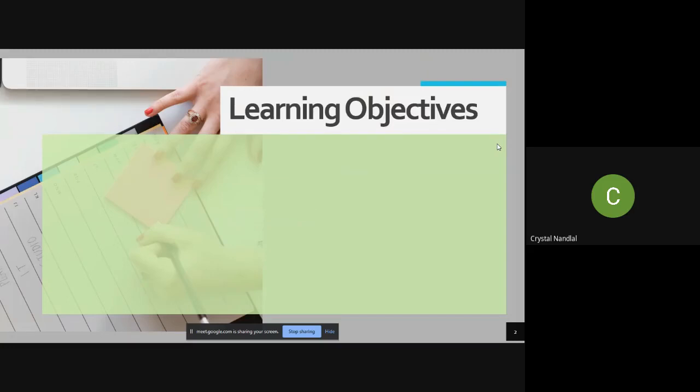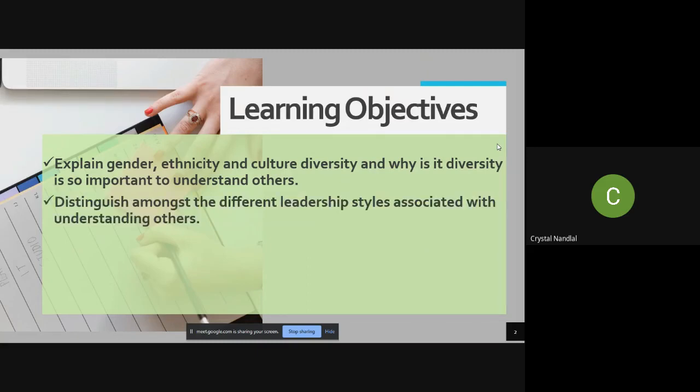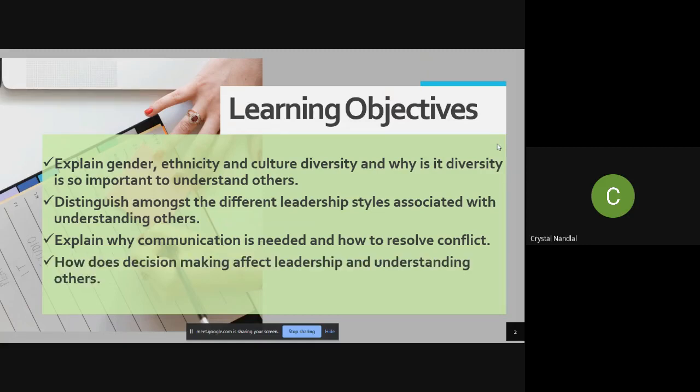Our learning objectives today: you'll be able to explain gender, ethnicity, and cultural diversity, and why diversity is so important to understand others. You will also be able to distinguish amongst the different leadership styles associated with understanding others. You will be able to explain why communication is needed and how to resolve conflict. And how does decision making affect leadership and understanding others?